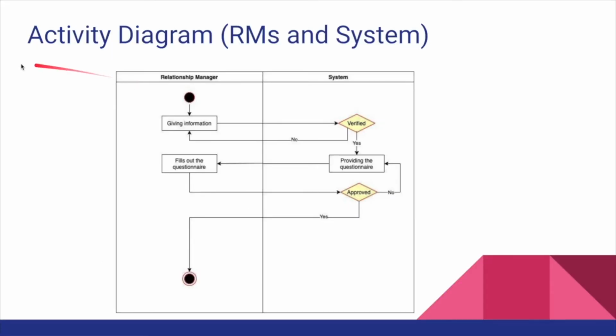Today, I'll talk about my activity diagram, which is about the relationship between the RM and the system. It all starts from the RM, which gives the information to the system. Then the system will verify the answer. After the system has verified the answer, the system will provide a 10-question questionnaire for the RMs to answer. After the RM has filled out the questionnaire, the RM will have to wait for the approval from the system. If the system approves, then it is done. However, if the system does not approve, the RM will have to answer the questionnaire again.